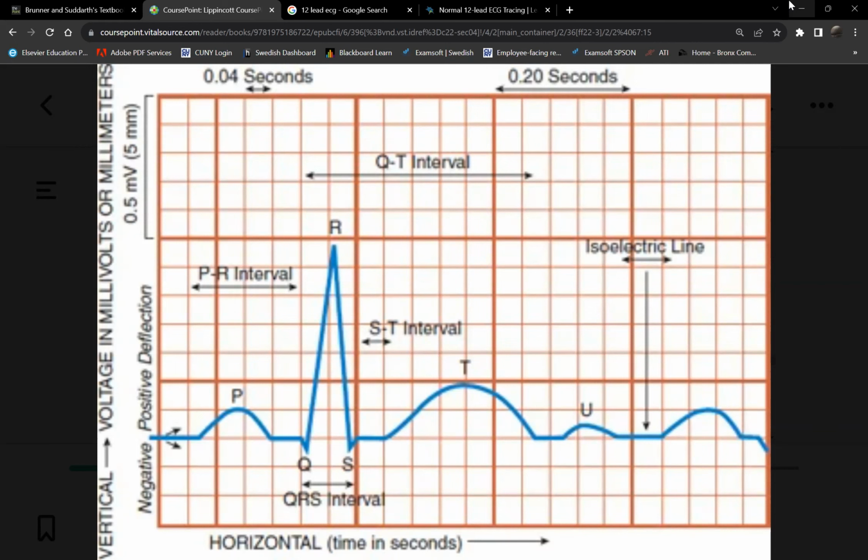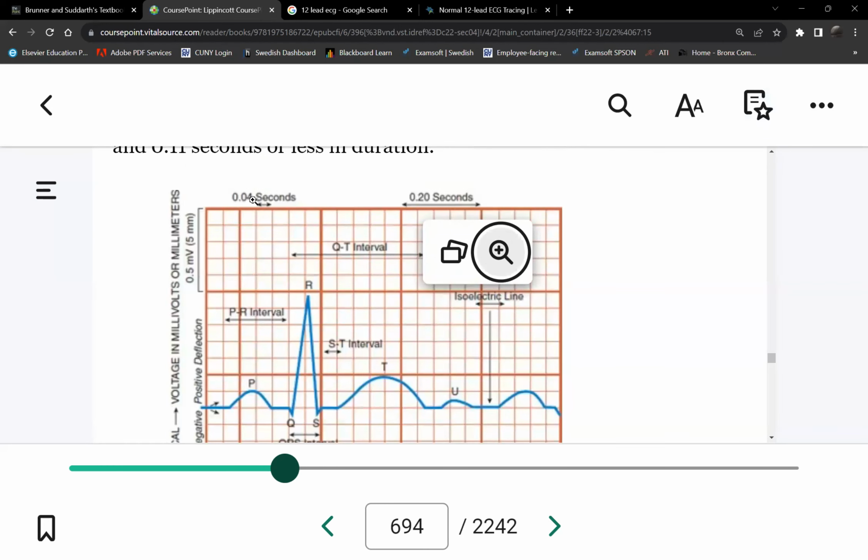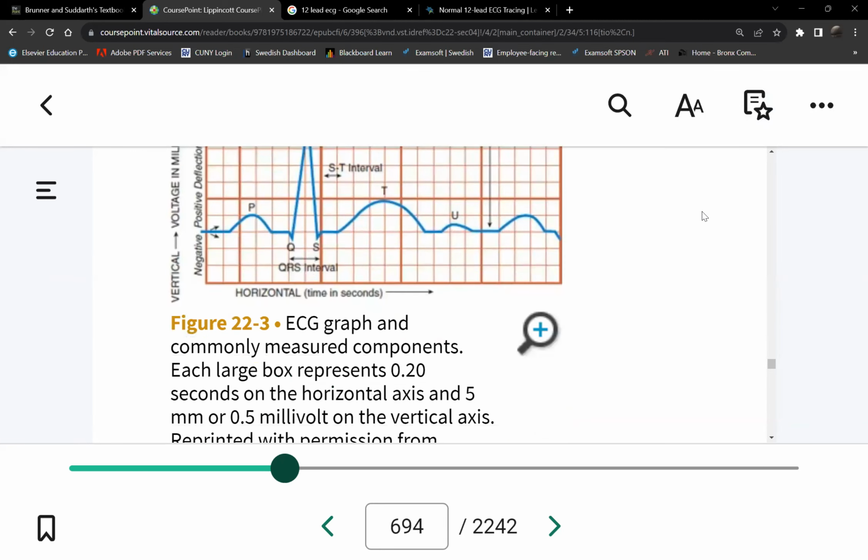Each small box, as you can see here on top, measures 0.04 seconds. So therefore, one big box, since it has 5 small boxes, measures how many seconds? 0.2 seconds. Again, one of these small tiny boxes measures 0.04 seconds, multiplied by 5 equals 0.2 seconds. All right. You follow me so far?